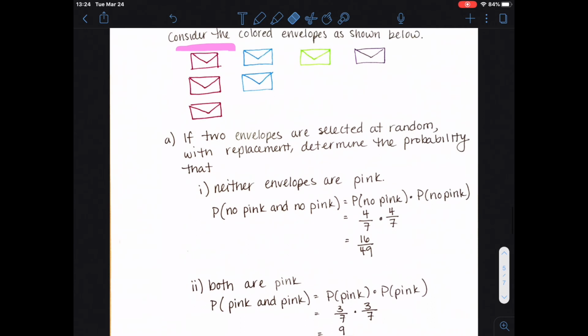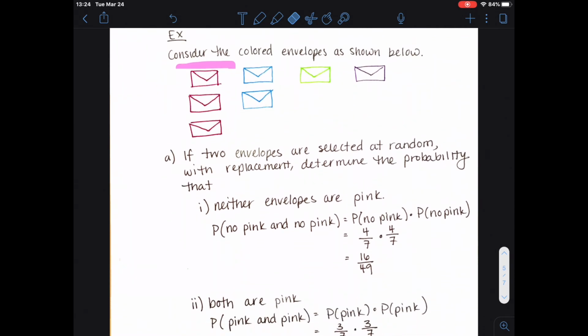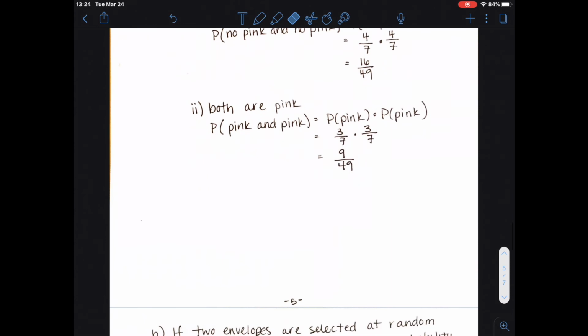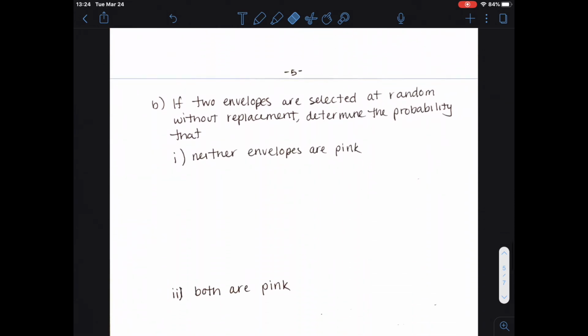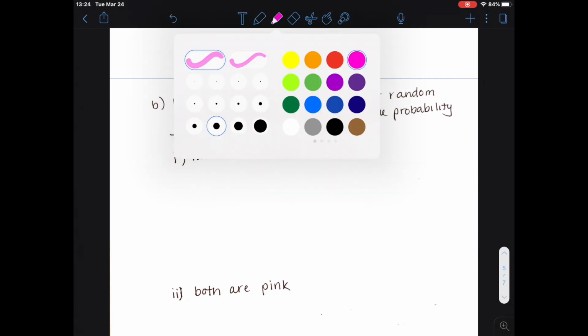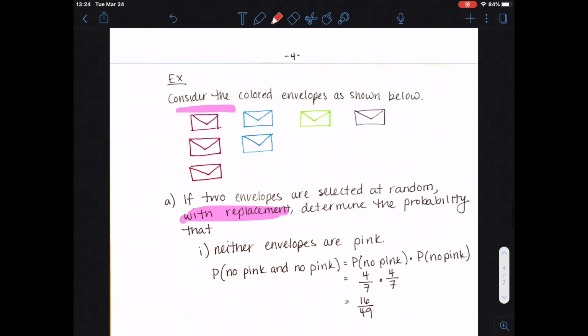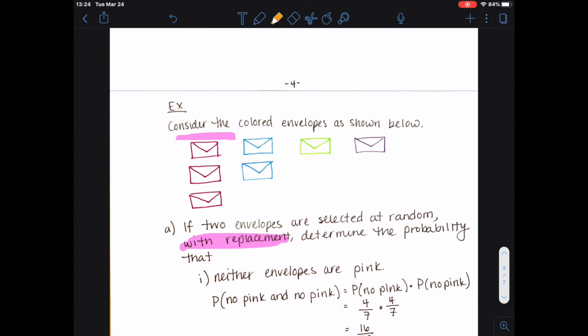Now, that was with replacement. Now we're going to see what happens without replacement. So we're going to calculate the same probabilities, and we want first neither envelope to be pink. But now I'm not going to replace the cards. So let's go back up to the top. So what we want is neither envelope is pink.